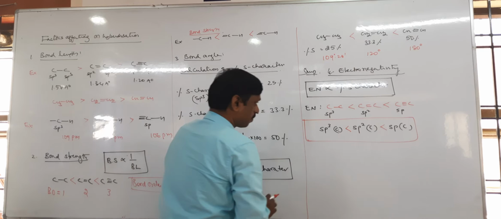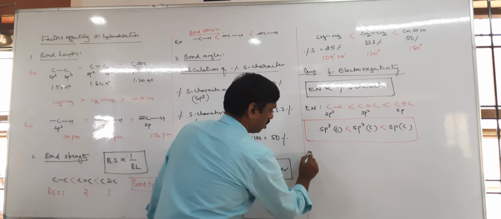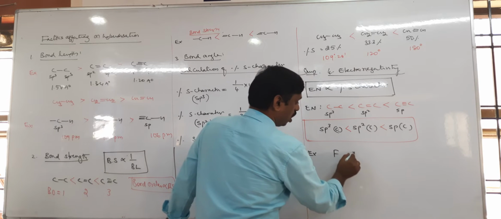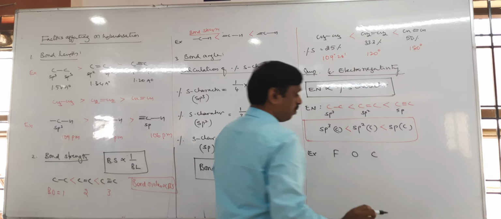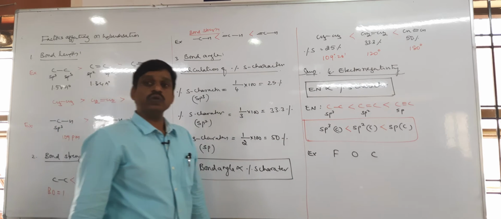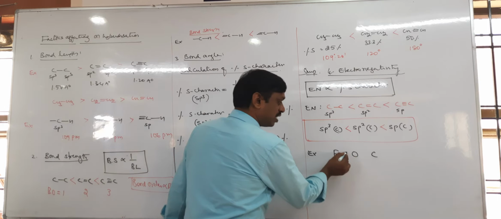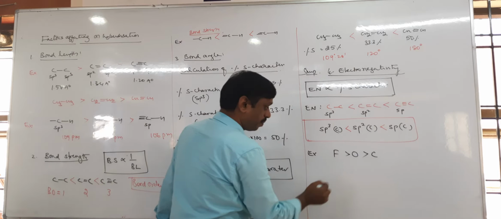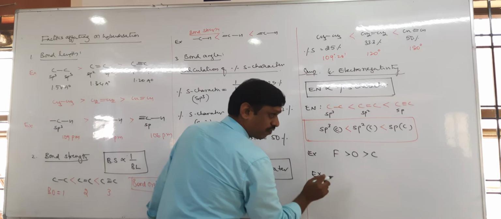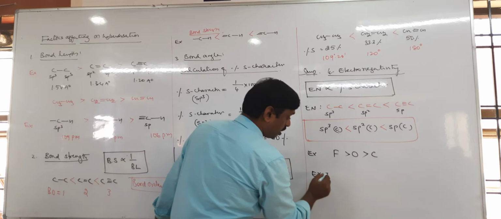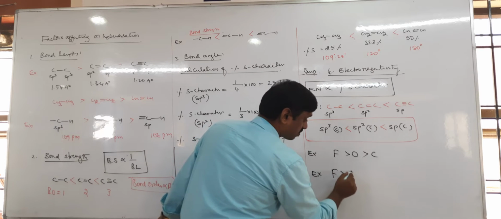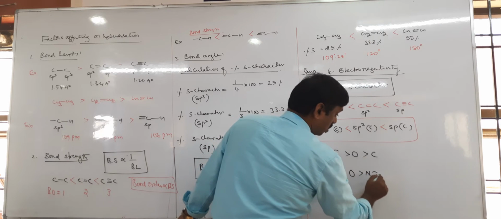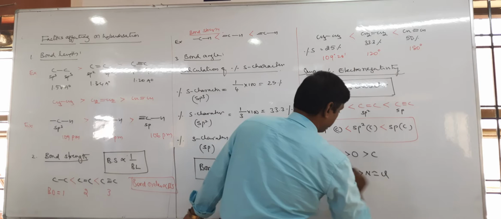Next, one more. If there is fluorine, oxygen, and carbon, tell me, among fluorine, oxygen, carbon, whose EN is more? We know that fluorine has the highest EN. The next is oxygen, next is carbon, right? And moreover, what is the order of electronegativity of the most electronegative elements? Fluorine highest, oxygen second highest, next is nitrogen, which is approximately equal to chlorine.